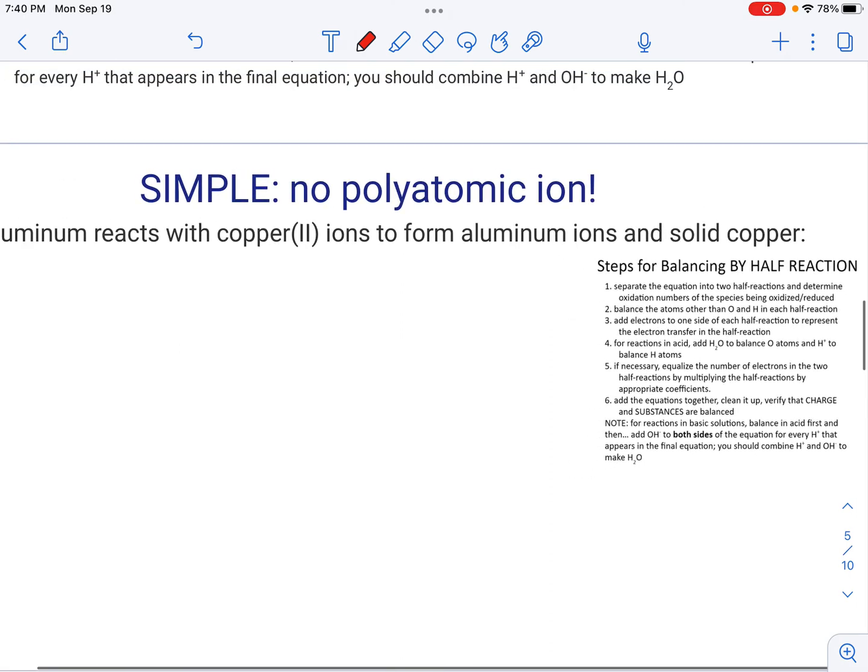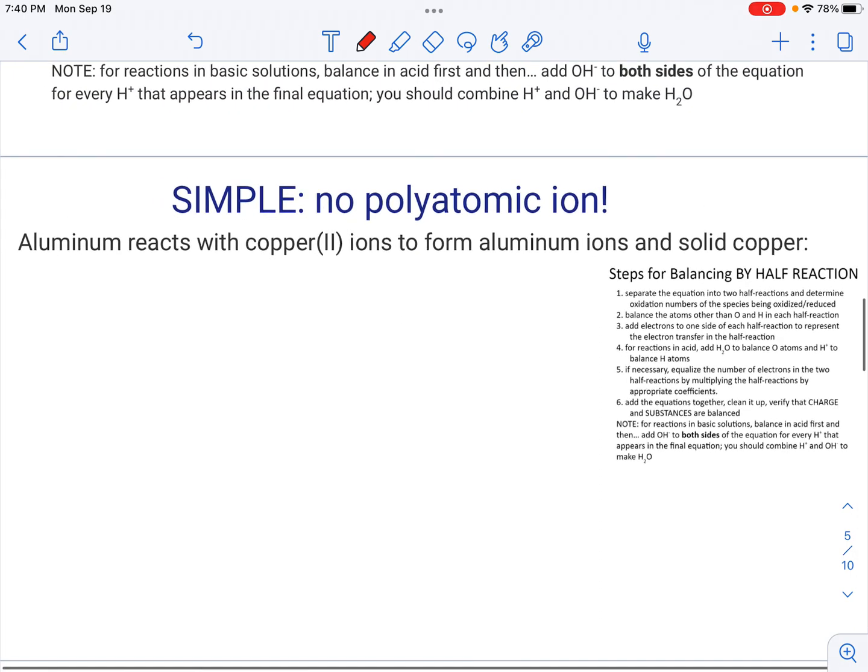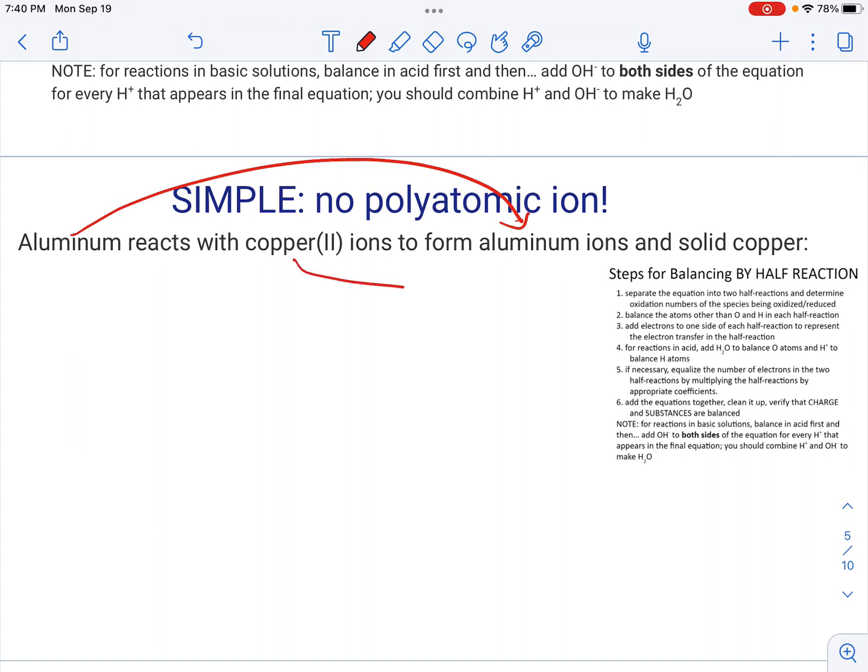We're writing net ionic equations, which means I've gotten rid of the spectator ion, like a nitrate or a chloride. But we have aluminum reacting with copper 2 ions to form aluminum ions and solid copper. The first thing we need to do is separate this into half reactions. We're looking for a reactant and a product that match together as part of a redox. So we have the aluminum reacting to form aluminum ions, and we have copper 2 ions forming solid copper.